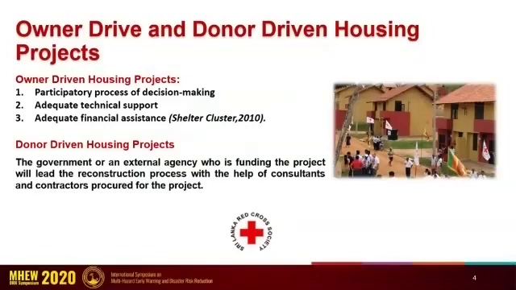In Sri Lanka Red Cross Society housing projects, mainly 2 approaches were used: owner-driven and donor-driven housing projects. Owner-driven housing projects have more community participation and provide adequate technical support and financial assistance throughout the project. In donor-driven housing projects, the government and external agency funding the project lead the reconstruction process with the help of consultants and contractors procured for the project.